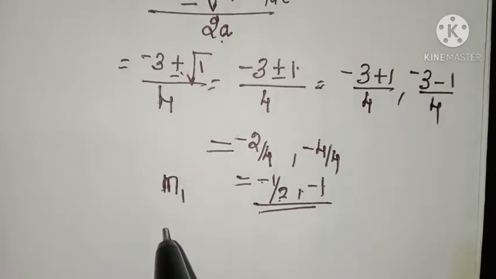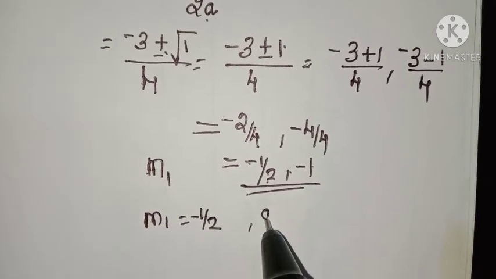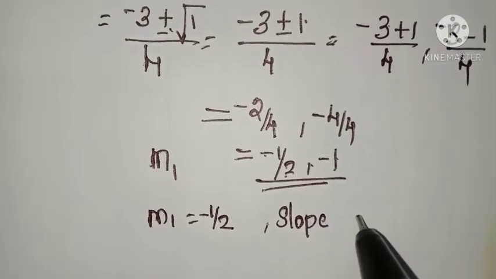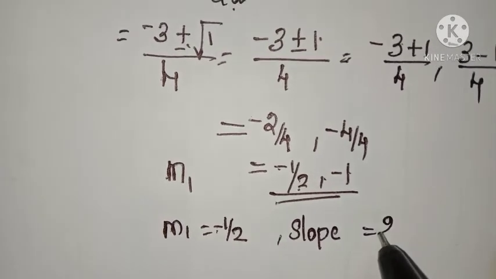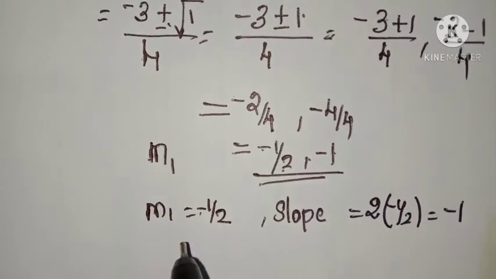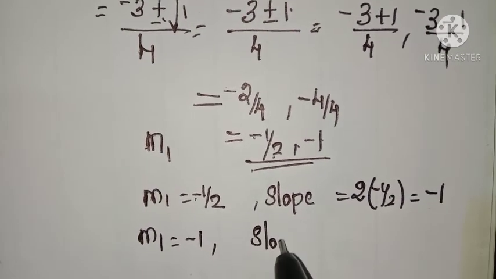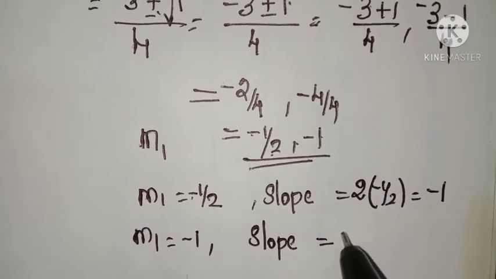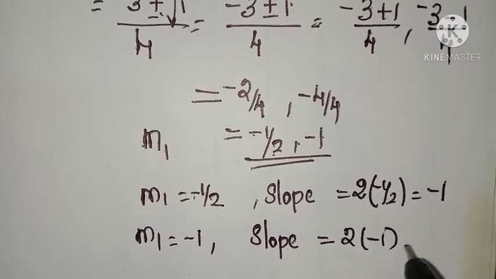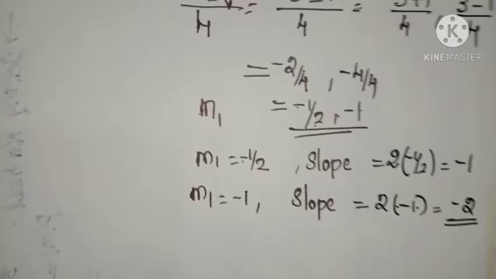If m1 equal to negative 1 by 2, so what is the slope of the other line? It is double of the slope. It is 2 into negative 1 by 2. So it is negative 1. If m1 is equal to minus 1, then what is the slope of the second line? Slope is double of the slope. That is 2 into minus 1, minus 2. So this is the first case.